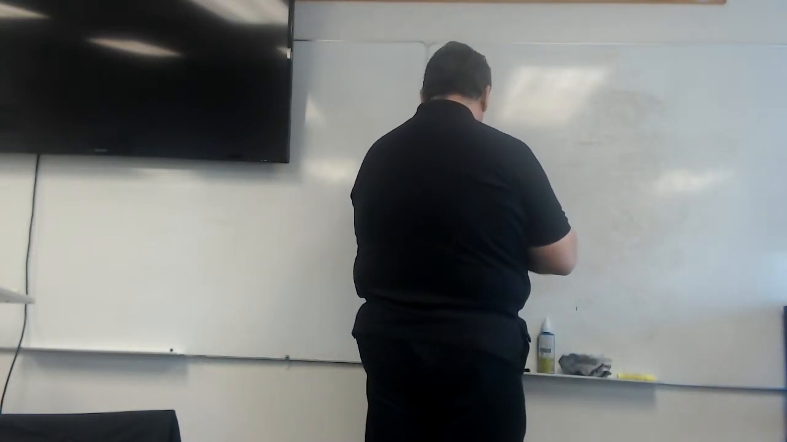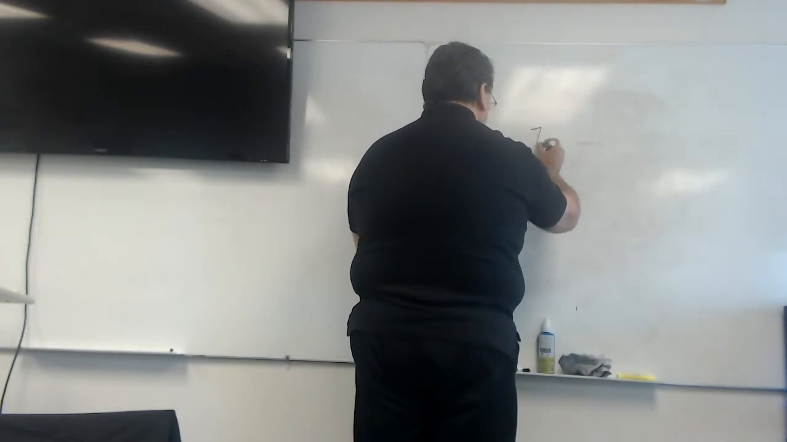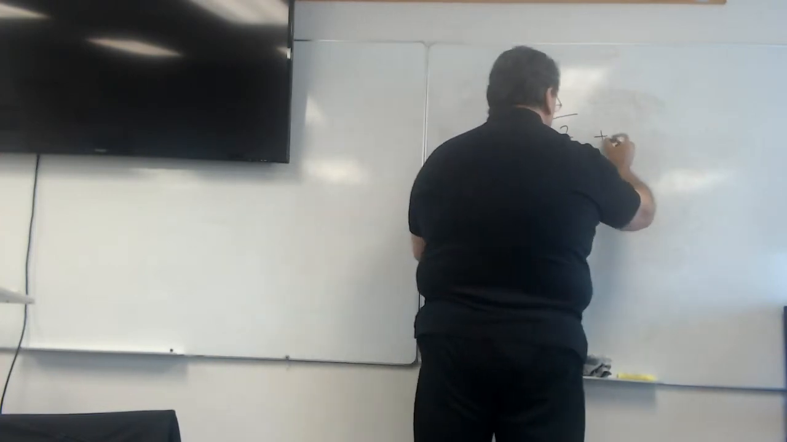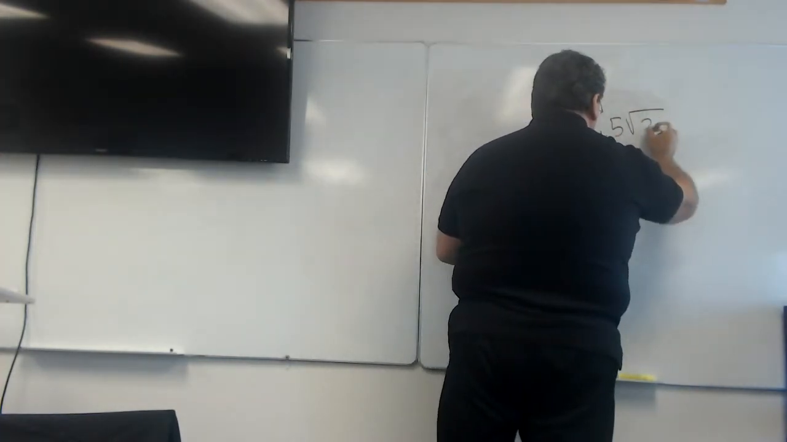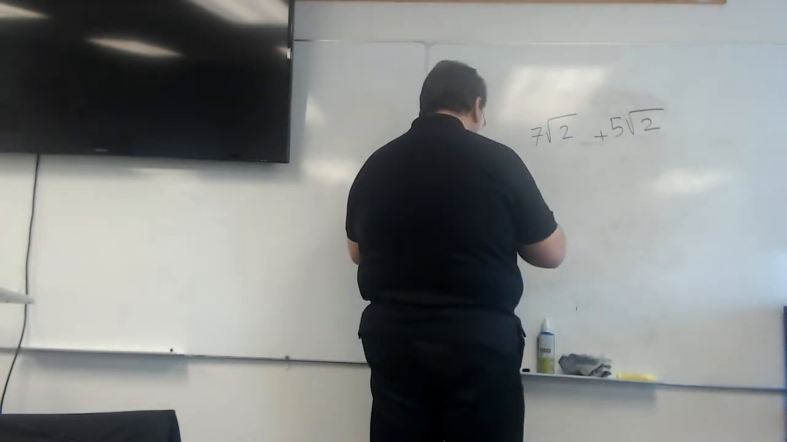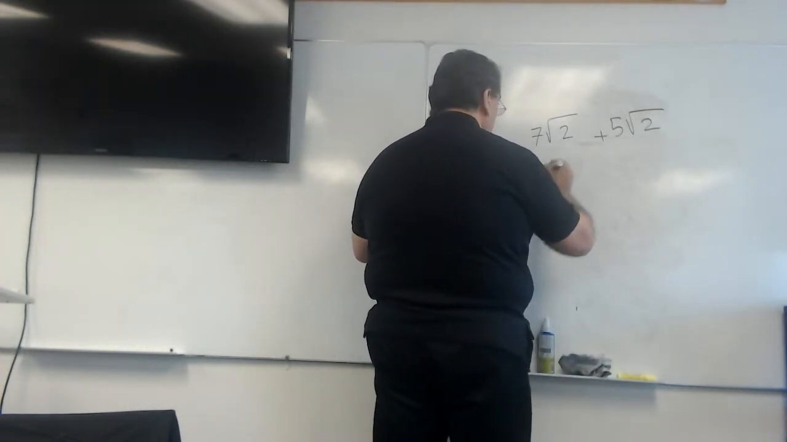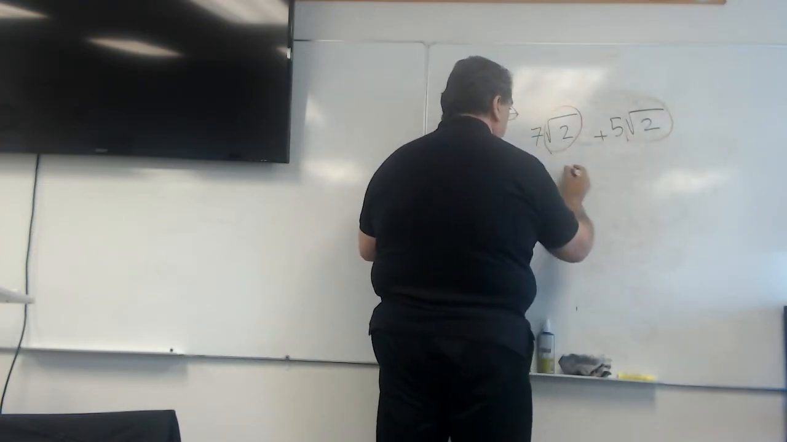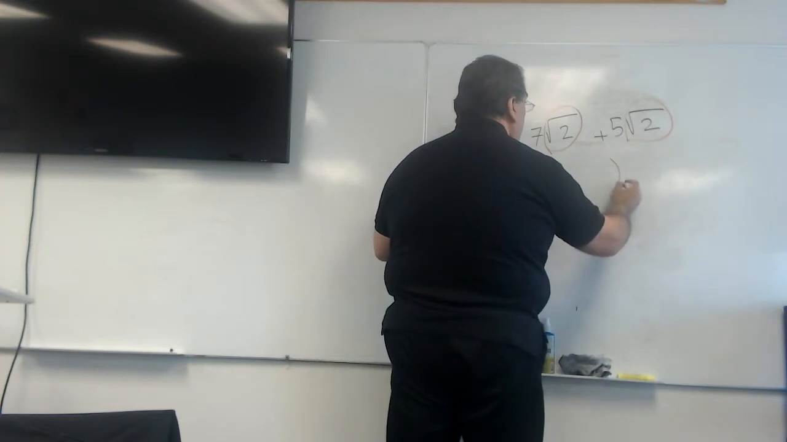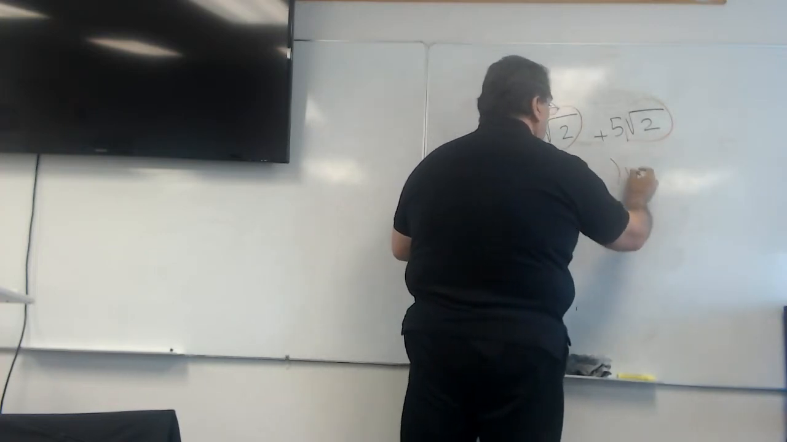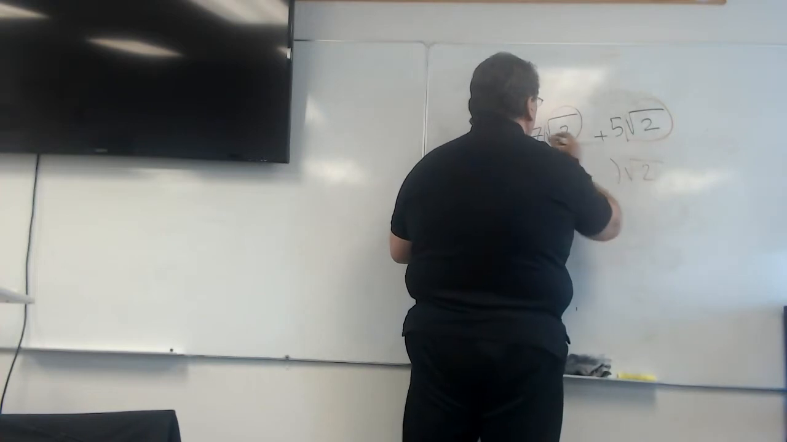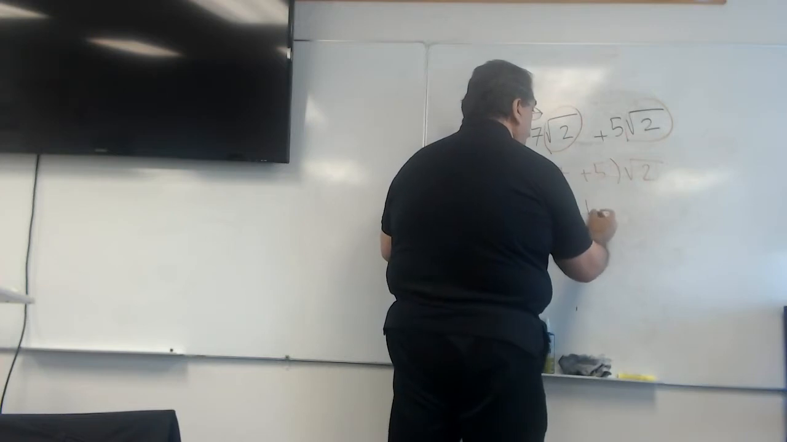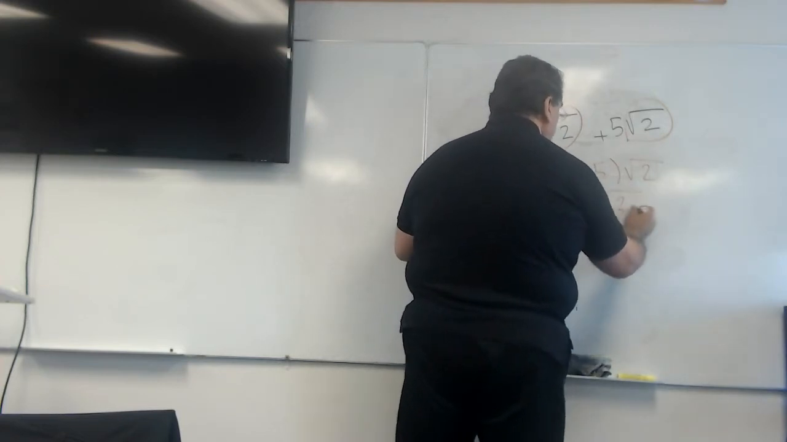If we want to add 7 square root of 2 plus 5 square root of 2, what we do here is factor. I can factor out these two, bring it out. It becomes square root of 2 times 7 plus 5. 7 plus 5 is 12, so 12 square root of 2. Okay.